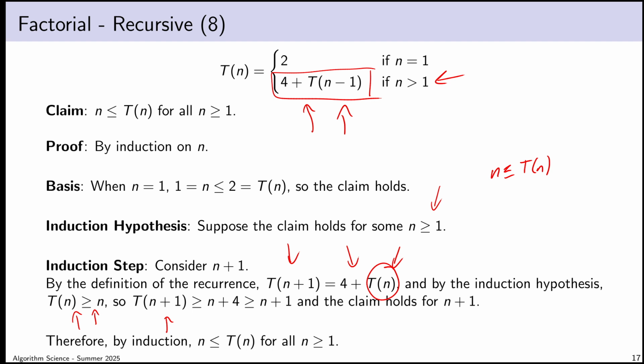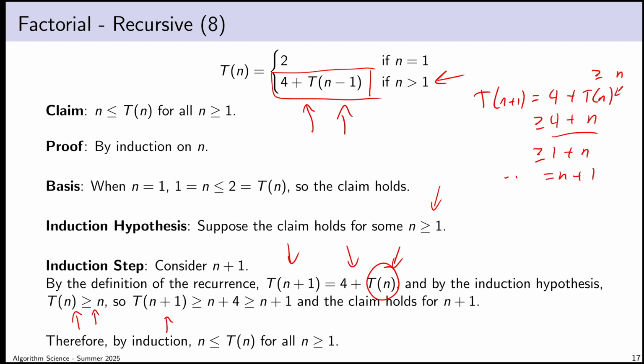So what I've done there is I've said t of n plus 1 is equal to 4 plus t of n. And because I know that t of n is greater than or equal to n, we're not at the 4n case yet, that means that I can just plug n in here and then add an inequality. So that'd be 4 plus n. And I notice that 4 plus n is definitely greater than or equal to 1 plus n. That's a pretty easy one. And that's obviously equal to, just flip those around, n plus 1. And so I've proven what I want to prove.